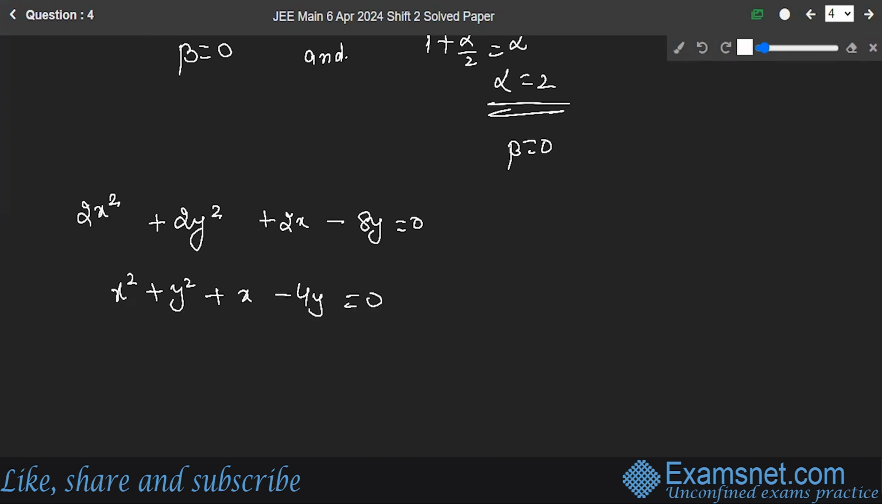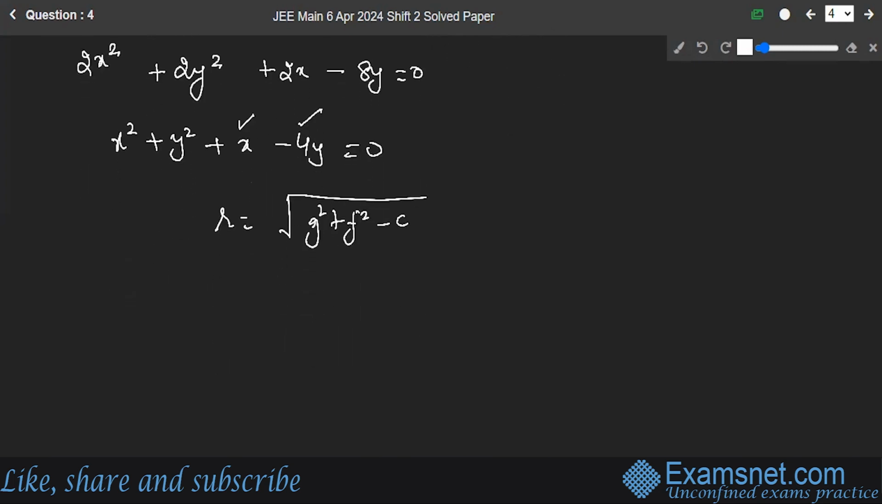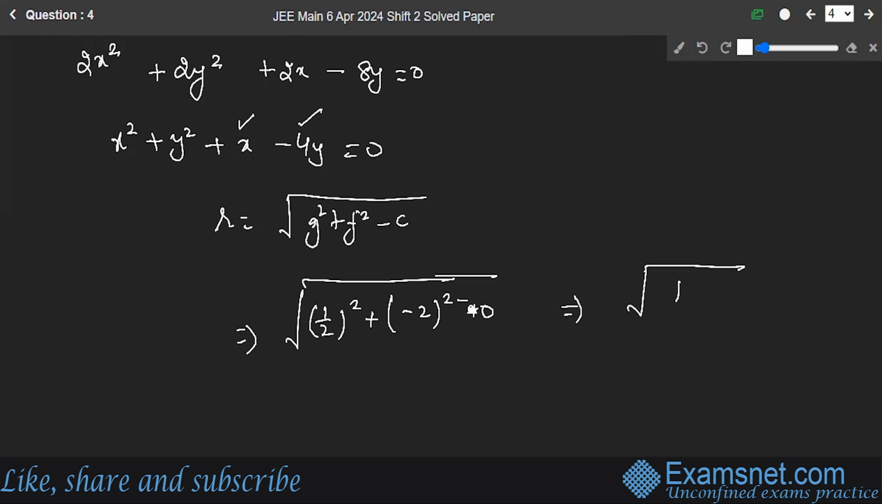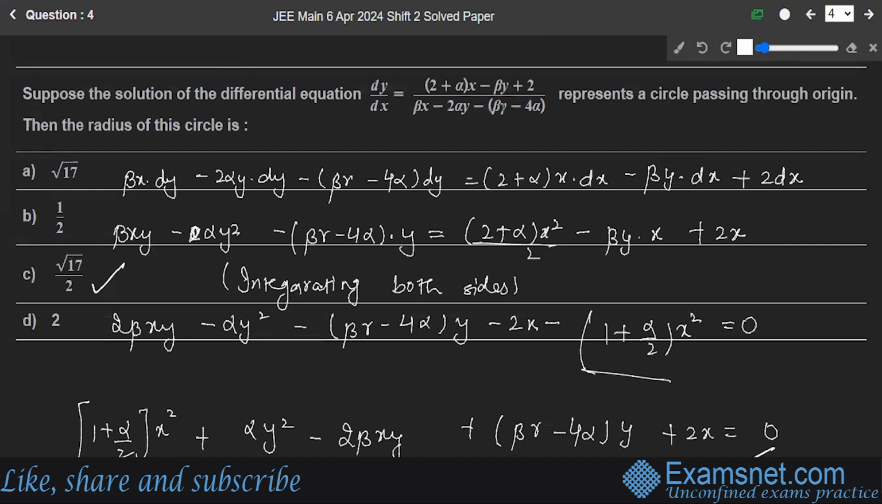You know the radius is given by root of g square plus f square minus c. So g is half the coefficient of x, f is half the coefficient of y, and c is 0 in this case. And this will give me 1 by 2 square plus minus 2 square plus 0 or minus 0. So that's equal to 1 by 4 plus 4, or this is equal to root of 17 by 4 or root of 17 by 2. This is the answer to the question. Option C is the correct answer. Hope you got that. Let's move to the next question.